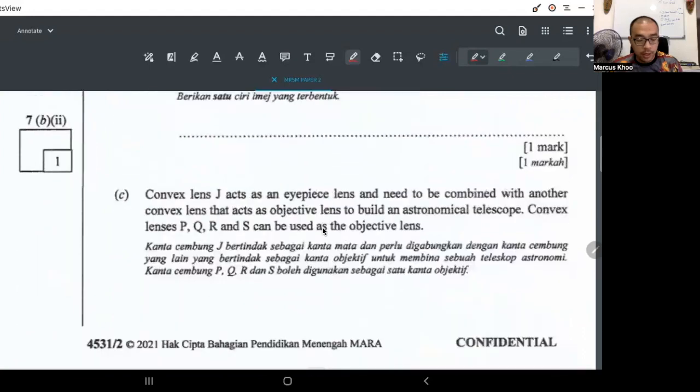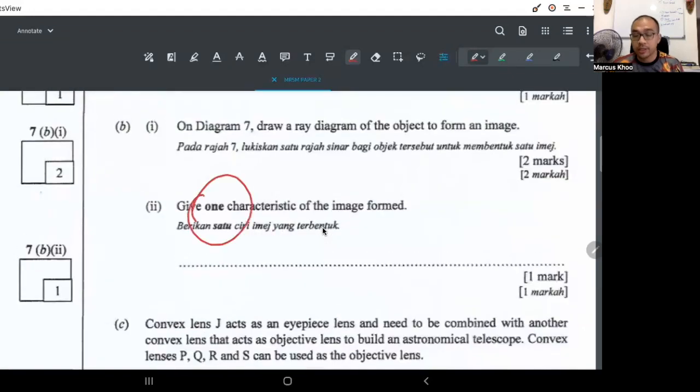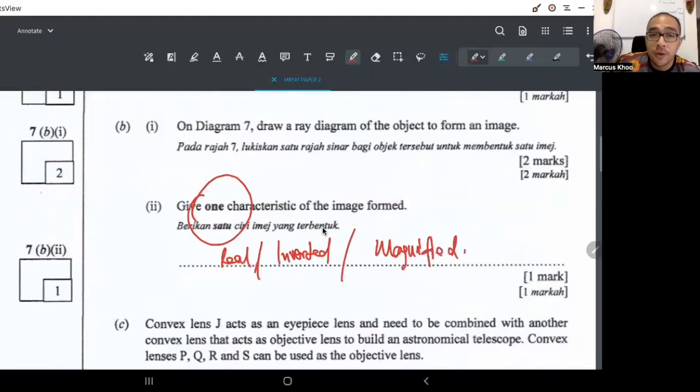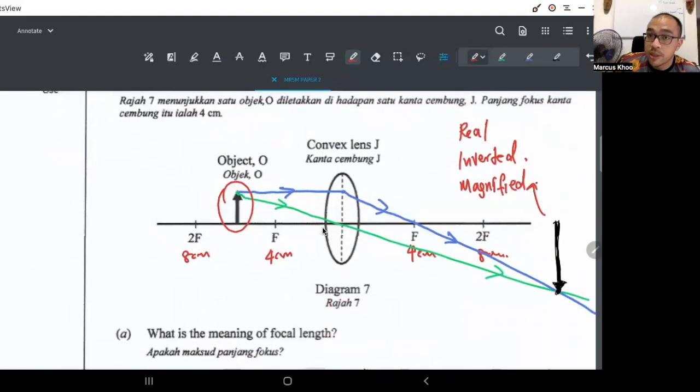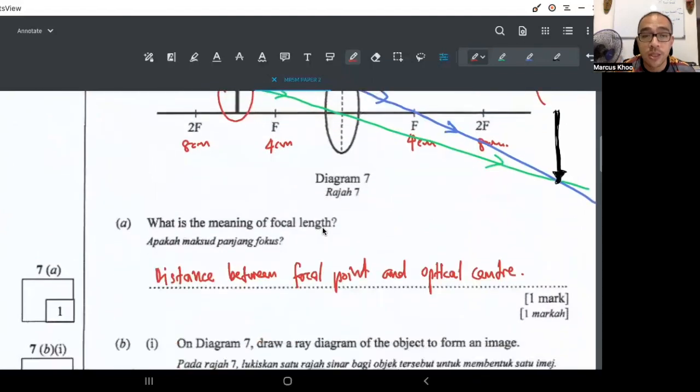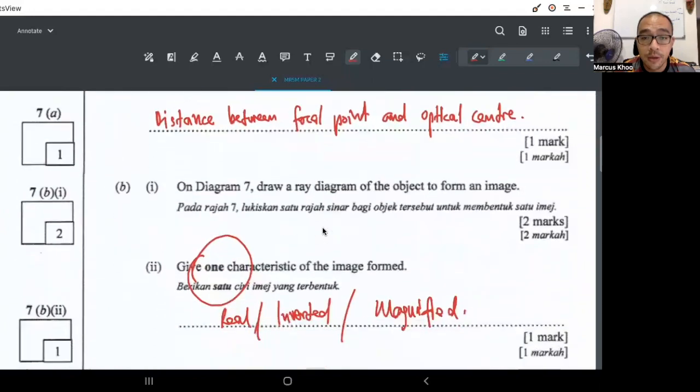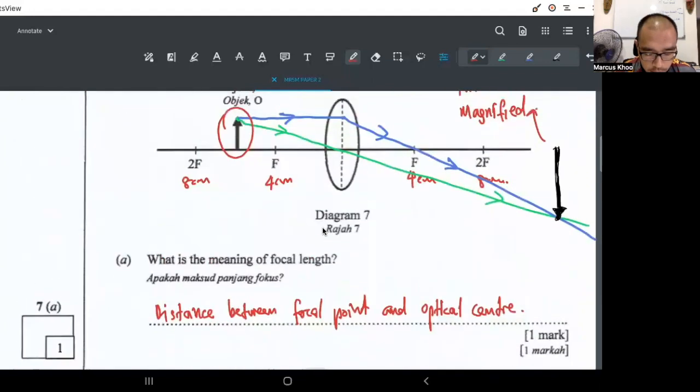Okay, which is probably the next question there. Give one characteristic of the image formed. So it's either real or inverted, okay, or magnified. What if you give all three? No problem. They will just mark, but they will still give you 1 mark. They won't give you extra marks because the question asks for 1. Don't be overly clever. You can give all three, totally no problem, but you still get 1 mark. But if you have forgotten, don't forget.